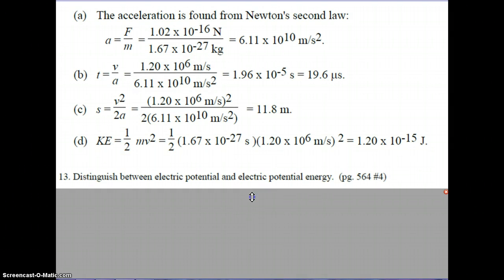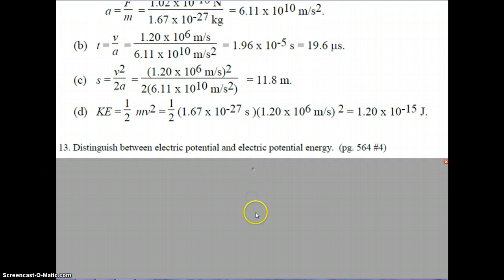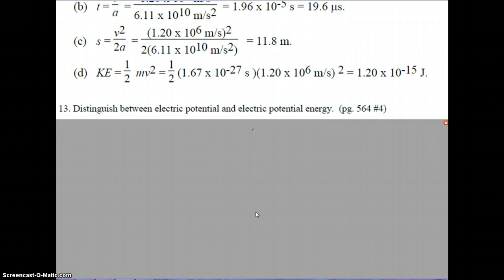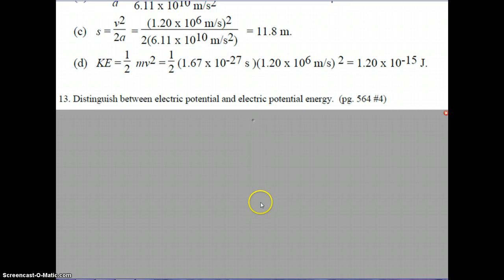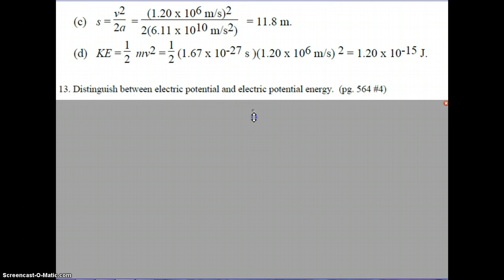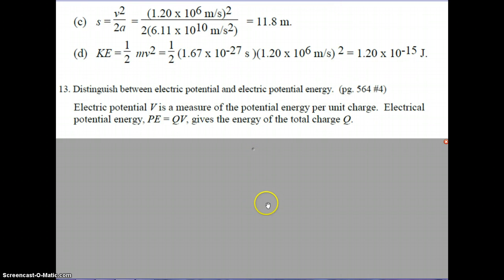Okay, moving on to problem 13. It asks us to distinguish between electric potential and electric potential energy. Electric potential, V, is a measure of the potential energy per unit charge, while electric potential energy, we will use the symbol U_E, equals Q times V, gives the energy of the total charge of Q at a particular location.